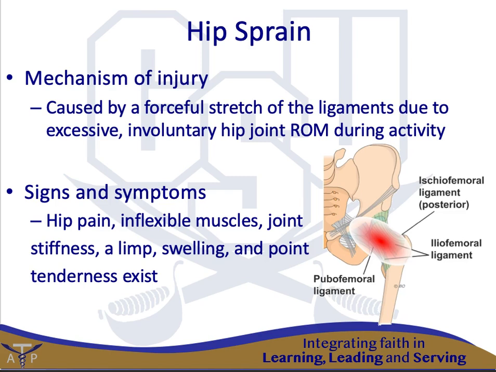Our next injury is a hip sprain. Like any other sprain in the body, we have sprains of ligaments in the hip. When we look at sprains in the hip, they can be acute sprains to the iliofemoral, ischiofemoral, and pubofemoral ligaments. And this really occurs when the hip is dislocated because the ligaments are stretched to a large degree past their normal motion. When we look at this mechanism, it's basically a forceful stretch of the ligaments due to excessive involuntary hip joint range of motion, and this is typically caused by that hip dislocation.